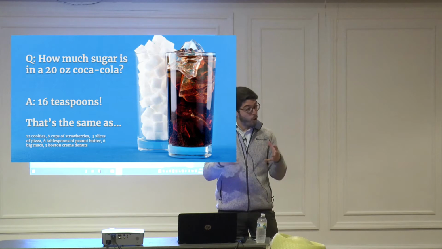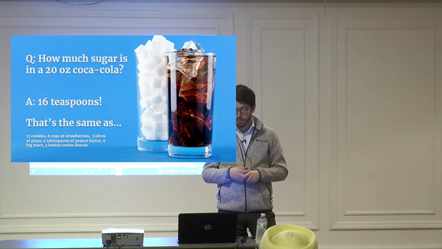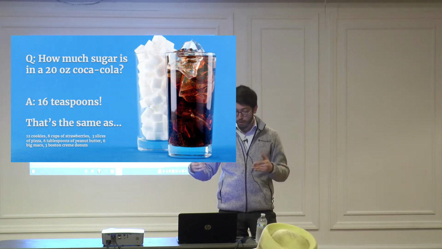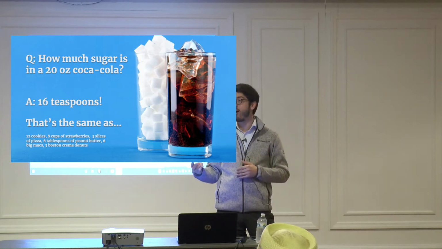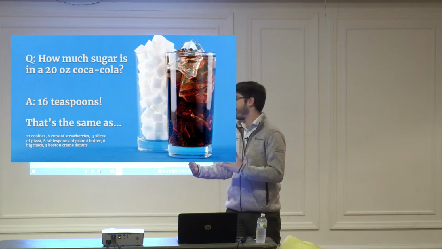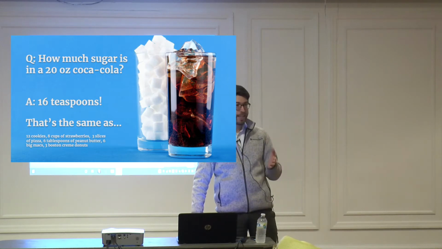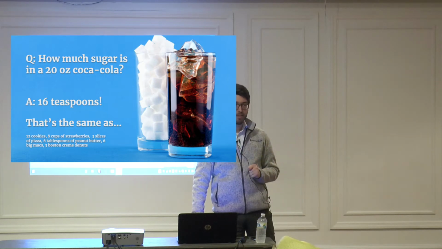It's the same as 8 whole cups of strawberries. That's how much sugar is in there. 3 slices of pizza, 6 tablespoons of peanut butter, 3 donuts. That's a ton of sugar. There's a lot of carbohydrates in there too, like wheat and flour and other things like that. But there's a ton of sugar in these things. So be careful drinking your sweetened beverages.